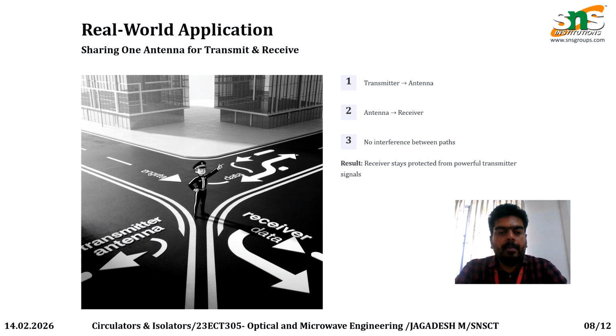Some real-world applications: sharing one antenna for transmitting and receiving, with a transmitter, a receiver, and the antenna. There is no interference between the paths. The result is that the receiver stays protected from the powerful transmitted signal. This is how we can relate it to the real-world application so that we can understand it.